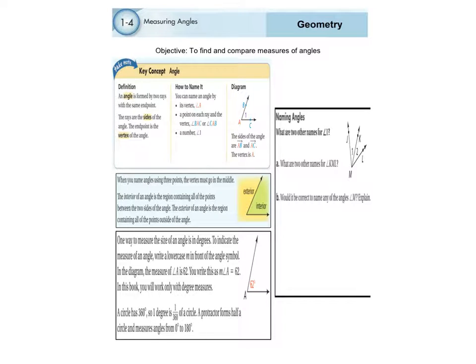This is the first part of the video for section 1.4. In this video, we're going to talk about naming angles, how to name them, how to find the inside, how to find the outside, and then we're also going to discuss the types of angles that we have in here.